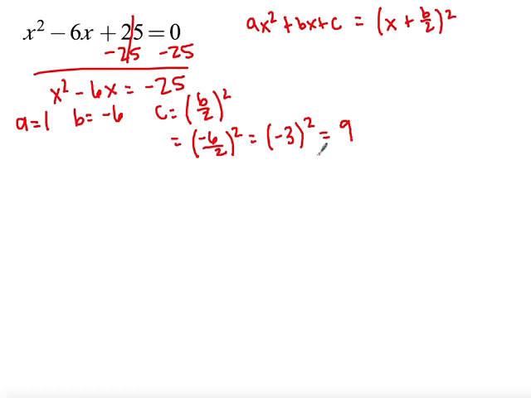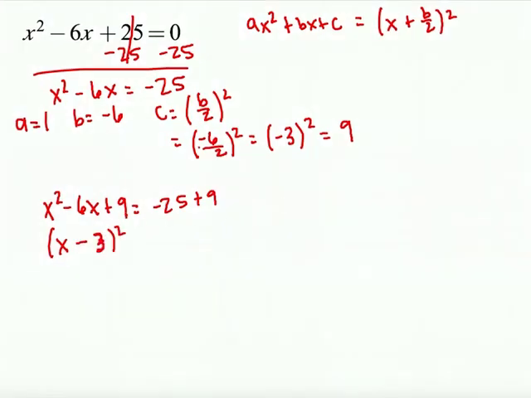So I'm going to rewrite my equation to look like x squared minus 6x plus 9 equals negative 25 plus 9. So I added 9 to the left. I also have to add it to the right to balance it out. I'm going to rewrite x squared minus 6x plus 9 to look like x plus b over 2. So this is going to be x, that would be a plus, but my b over 2 is negative 6 over 2, which is negative 3, so I'm just going to make it a minus 3. So my x minus 3 squared is going to equal negative 16.